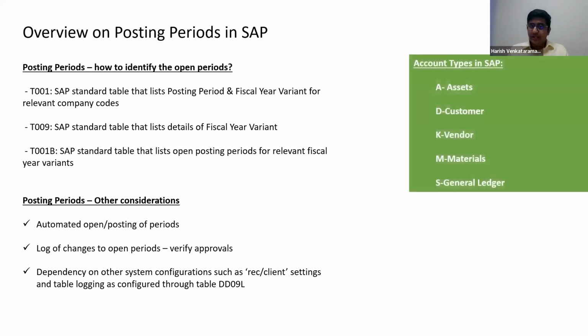Let me just quickly go to the screenshot follow, right? So what happens is in a posting period, there is something called an account type in SAP. Not all the accounts will be a general ledger account. We could have some accounts called asset type accounts, or customer accounts, vendor accounts, materials, and also something called the general ledger account, right?